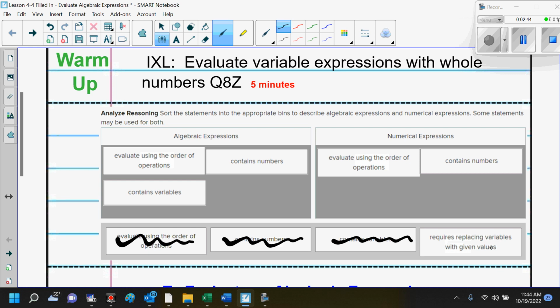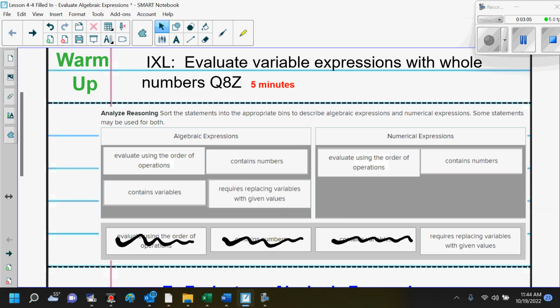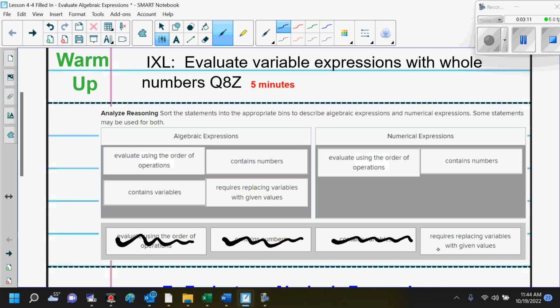And requires replacing variables with given values. Let's take a look again. Requires replacing variables with given values. That means putting a number in for the variable. That's going to be algebraic, because do I have variables in numerical expressions? No, you don't. So that one would not be in the numerical expressions. It would just be in algebraic.